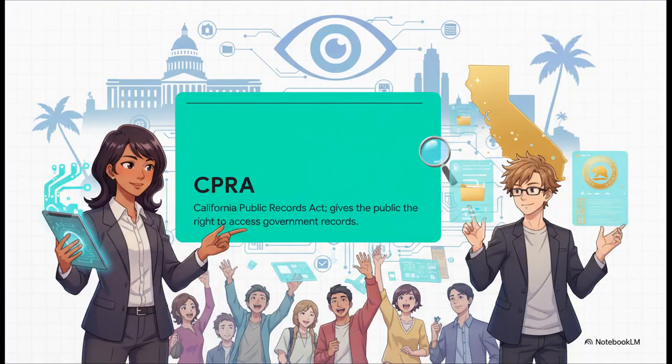In California, the absolute gold standard for this transparency is the CPRA, or the California Public Records Act. And let me tell you, this is an incredibly powerful law. It fundamentally declares that the public has the right to access any writing containing information relating to the conduct of the public's business. Print, photographic, electronic formats, it doesn't matter. If the local government prepared it, owns it, or uses it, you generally have a legal right to see it.